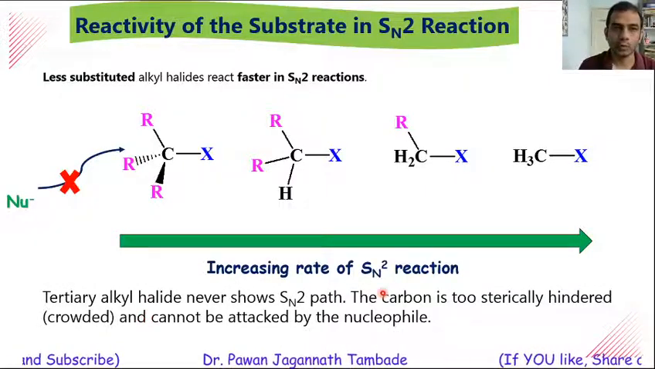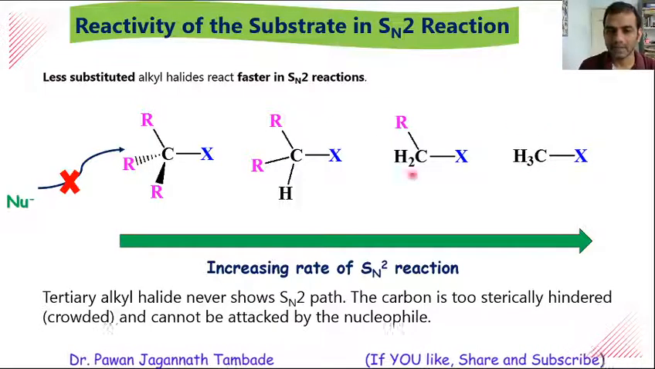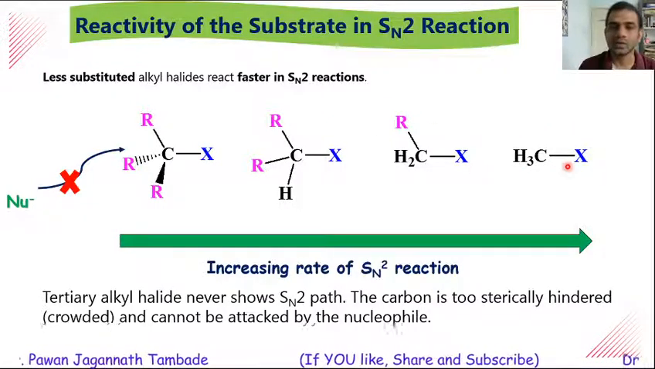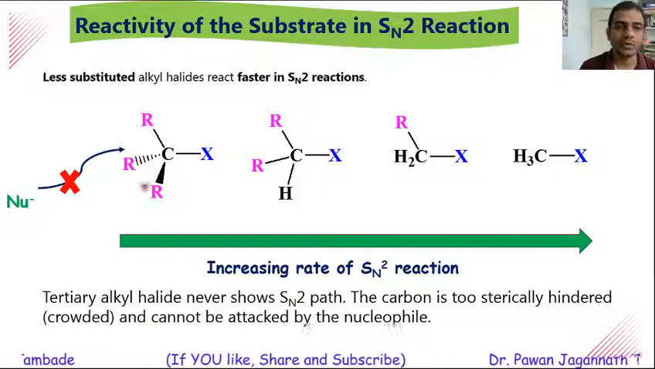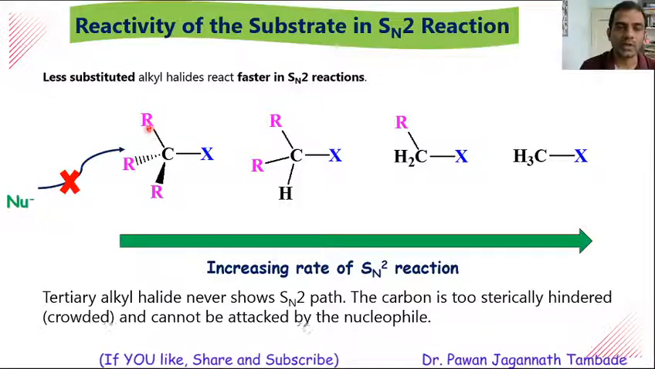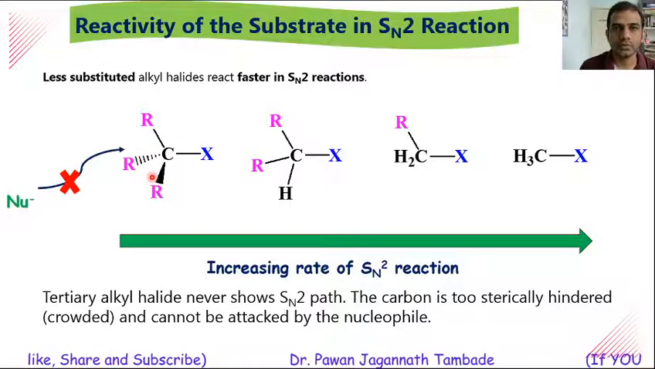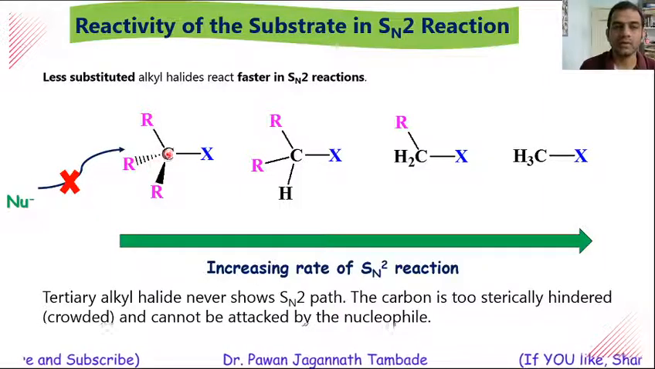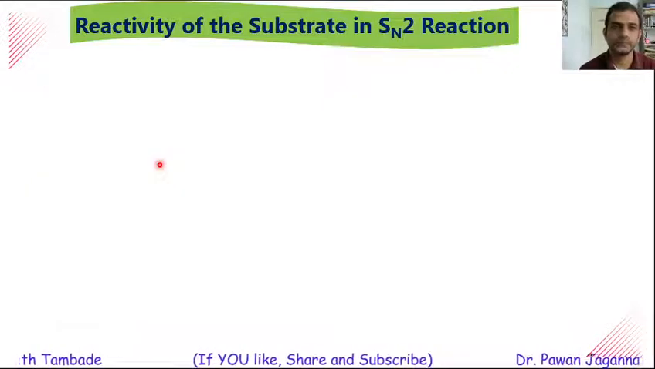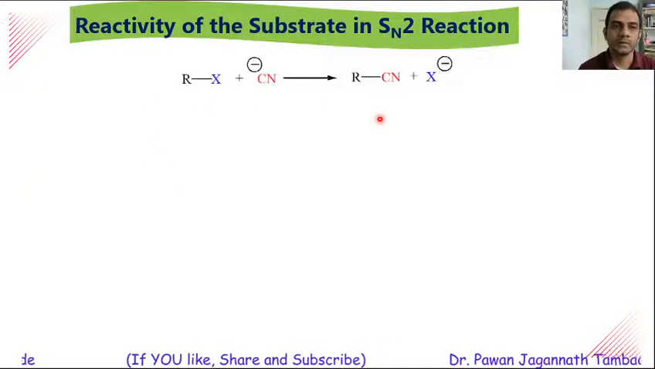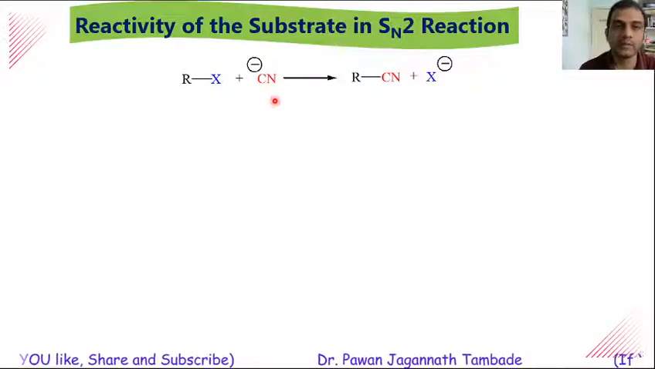So if you look at this slide, you will conclude that the primary alkyl halide or methyl halide undergoes SN2 reaction faster, and the tertiary alkyl halide does not undergo SN2 reaction because of the crowdedness of these three alkyl groups, which restricts the entry of the nucleophile to this electrophilic carbon atom. Now, look at this example so that we can understand it in a better way.